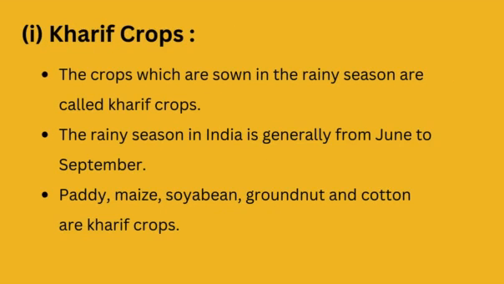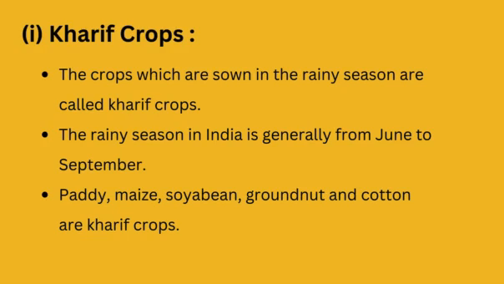Let's discuss Kharif crops. The crops which are sown in the rainy season are called Kharif crops. The rainy season in India is generally from June to September. Paddy, maize, soya beans, groundnut and cotton are Kharif crops.